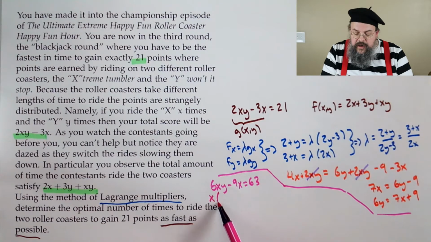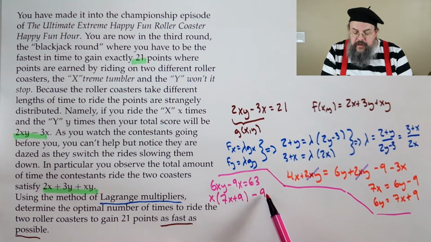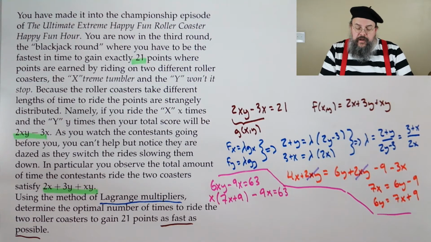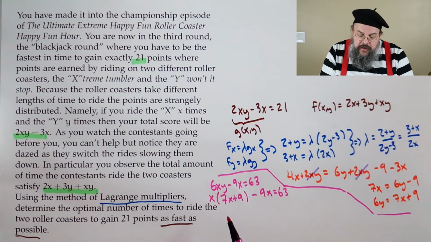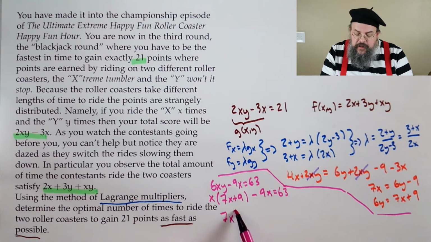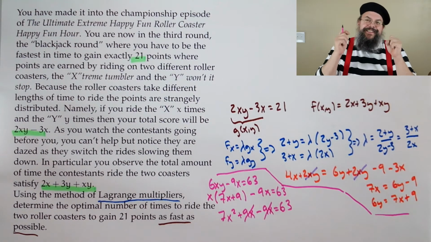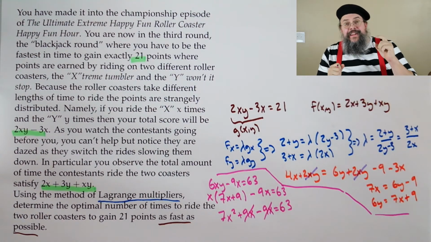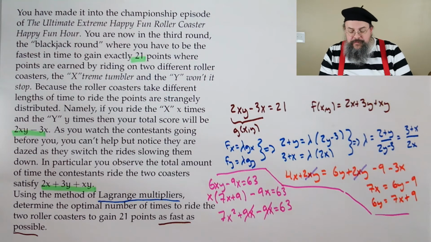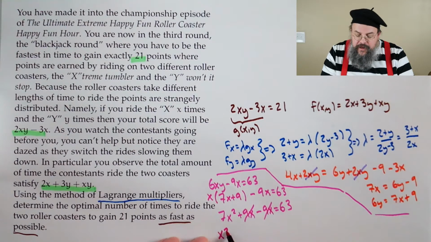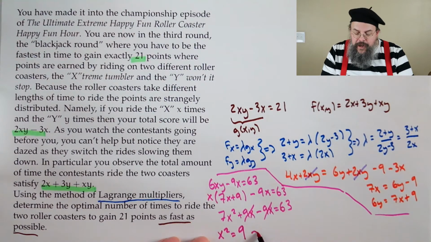So x times 7x plus 9 minus 9x is equal to 63. Now, what happens next? Well, this becomes 7x squared plus 9x minus 9x equals 63. The 9x's cancel. Oh, they really care about us. The x squared I can divide by 7. So that says x squared is really 9. Wow, great. Well, x should be 3.